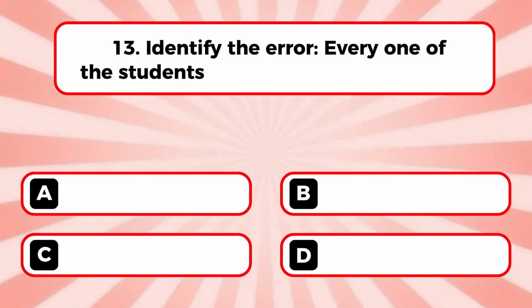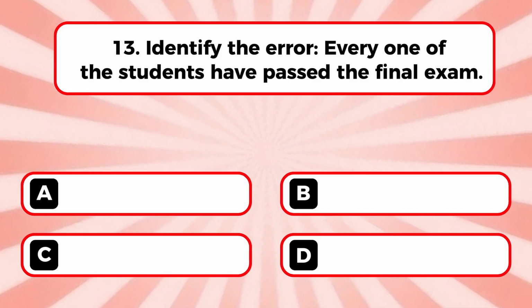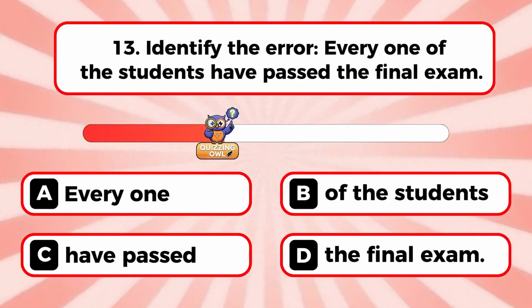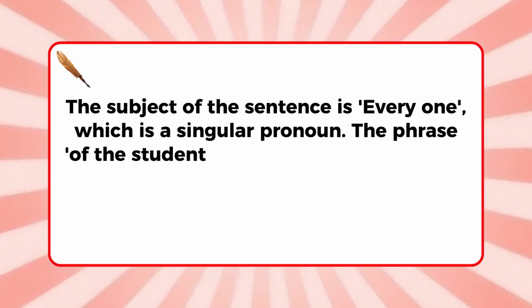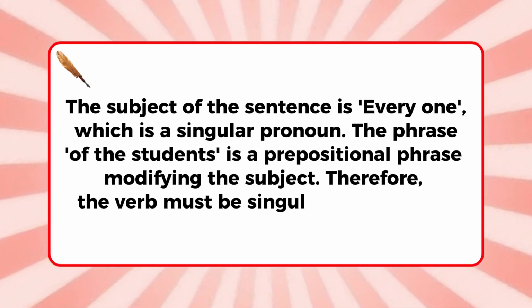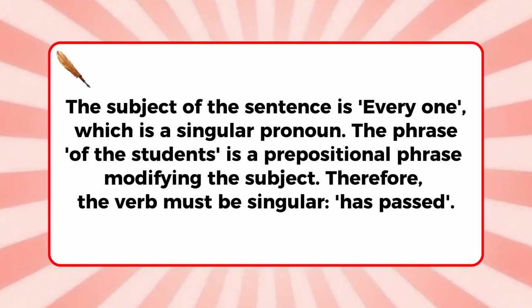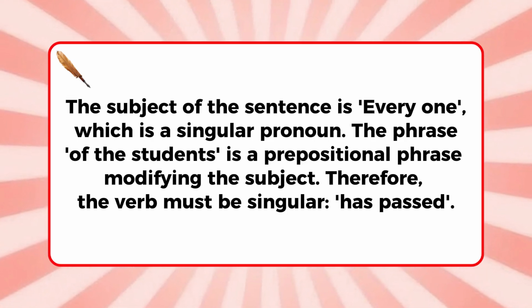13. Identify the error. Every one of the students have passed the final exam. The subject of the sentence is everyone, which is a singular pronoun. The phrase of the students is a prepositional phrase modifying the subject, therefore the verb must be singular, has passed.